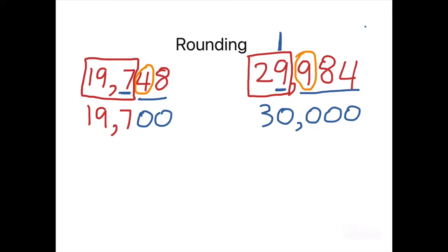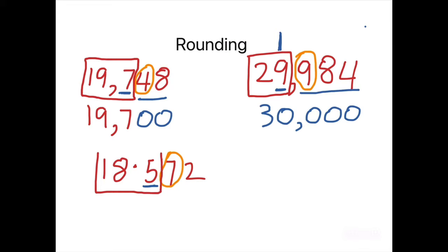Let's try another example. Let's say we have 18.572, and we want to round to the nearest tenth place. So we're going to underline the rounding place, which is 5. 5 is in the tenth place. We're going to circle the place after it, which is the 7, which is in the hundredths place. And we are going to box all the digits that come before and the rounding place.